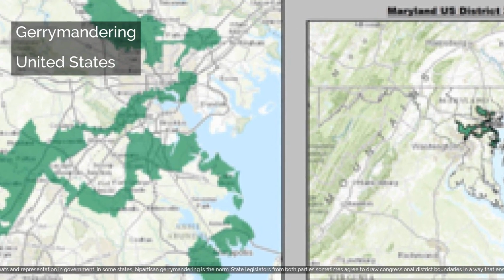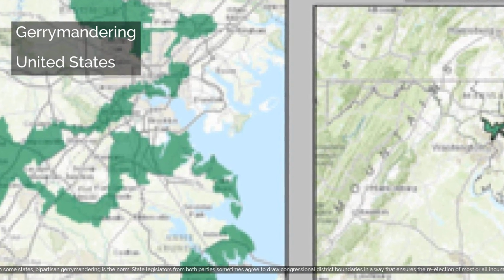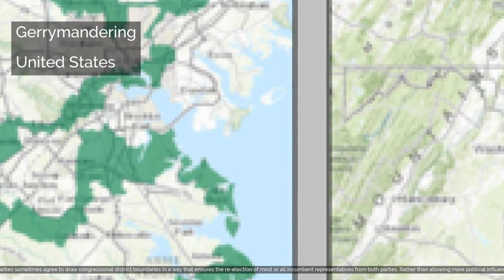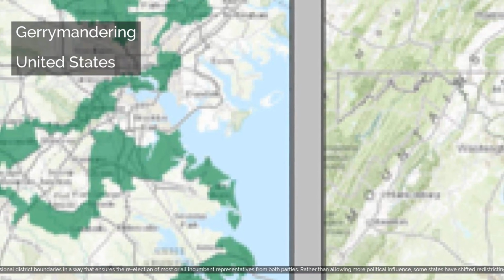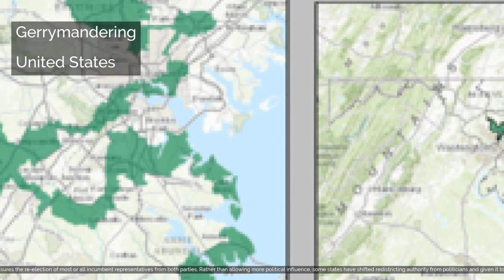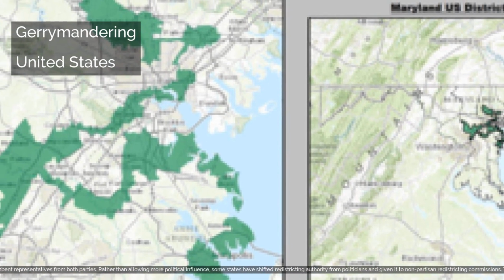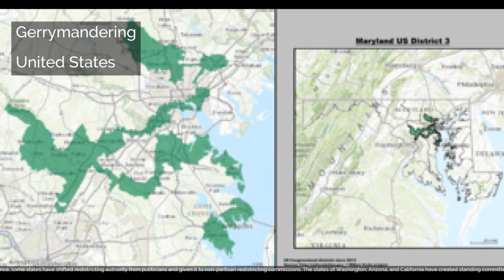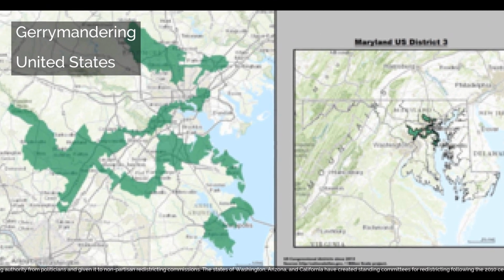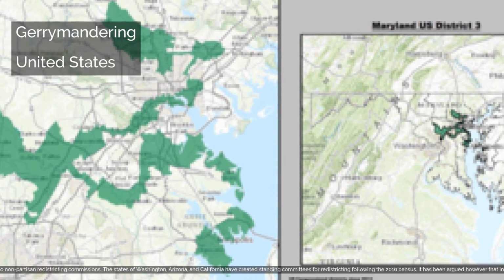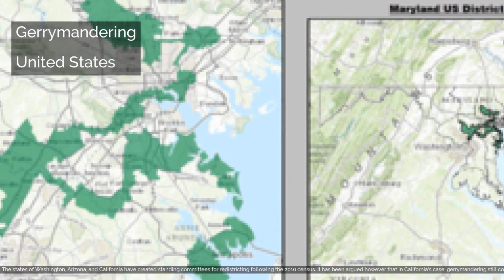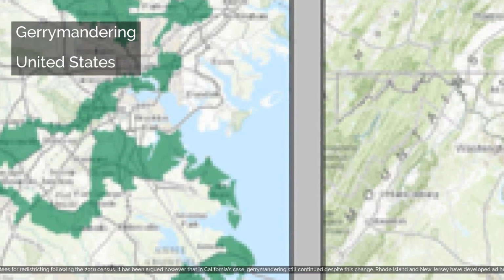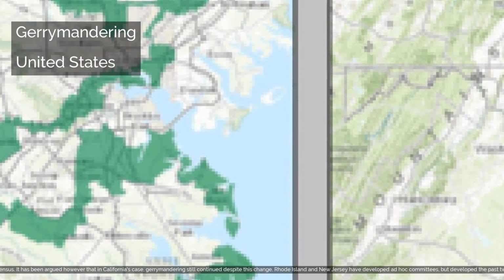Rather than allowing more political influence, some states have shifted redistricting authority from politicians and given it to nonpartisan redistricting commissions. The states of Washington, Arizona, and California have created standing committees for redistricting following the 2010 census. It has been argued, however, that in California's case, gerrymandering still continued despite this change. Rhode Island and New Jersey have developed ad hoc committees, but developed the past 2 decennial reapportionments tied to new census data. Florida's Amendments 5 and 6, meanwhile, established rules for the creation of districts but did not mandate an independent commission.